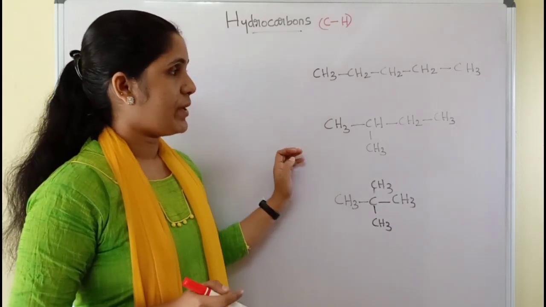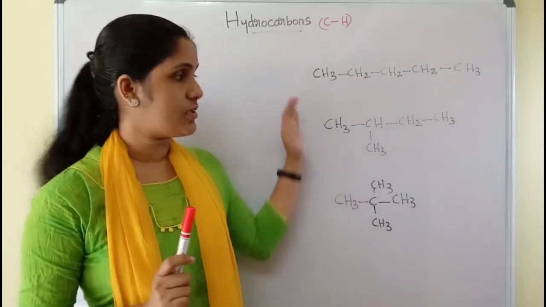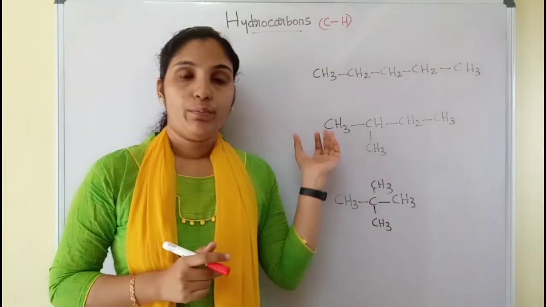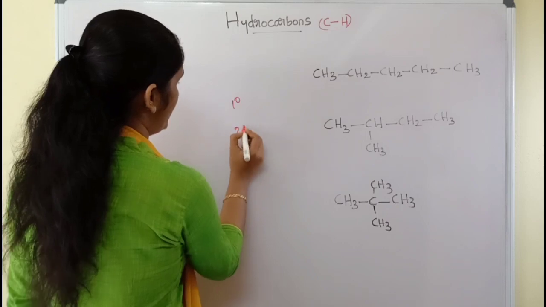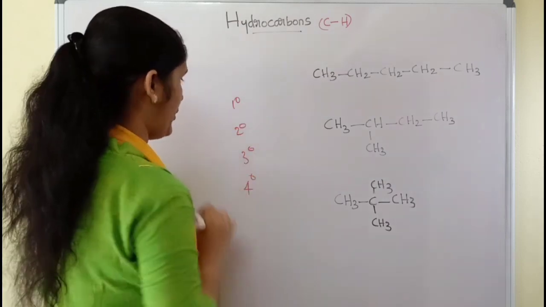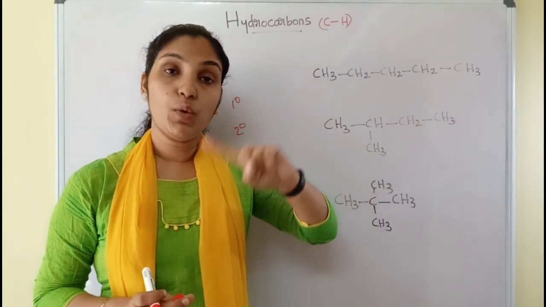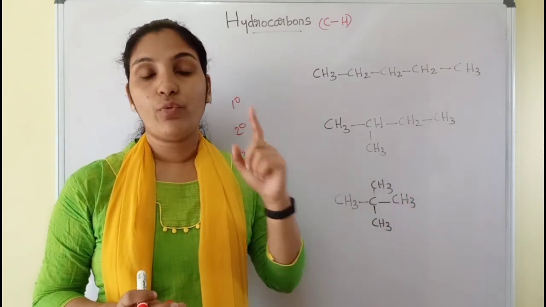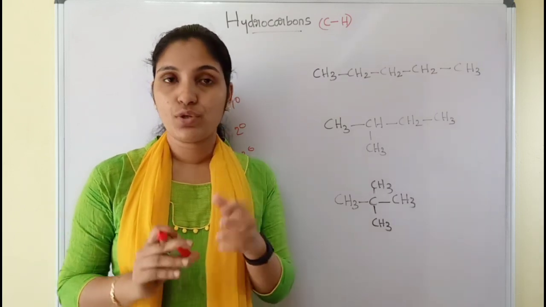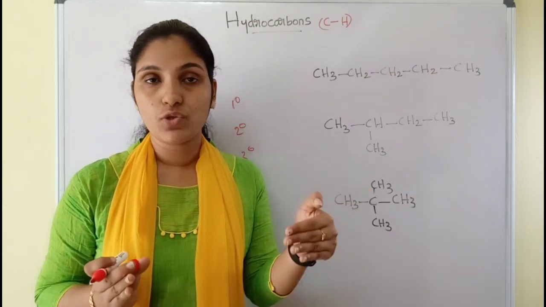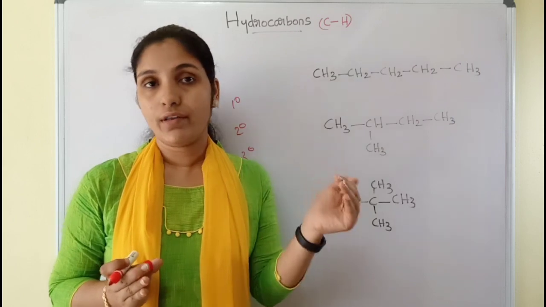So these are the isomers of pentane, and we can find how many primary, secondary and tertiary carbon atoms are present in these 3 compounds. Before that we should know what a primary carbon, secondary carbon, tertiary and quaternary carbon atom is. If a carbon atom in a compound is attached to only one other carbon atom, that is called primary carbon. If one carbon is attached to 2 other carbon atoms, that is secondary. If connected to 3, tertiary, and if connected to 4, that is quaternary carbon.